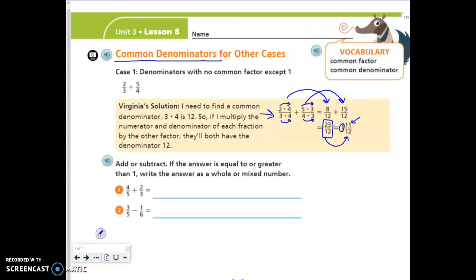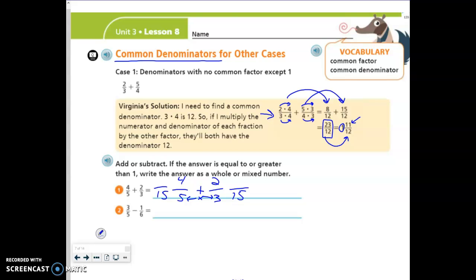All right, so as I'm looking here, I like to rewrite it just so I can put it in my perspective. So I've got 4/5 plus 2/3, and I want to multiply these two denominators together to make my new denominator of 15. As it stands right now, I still can't solve this problem.